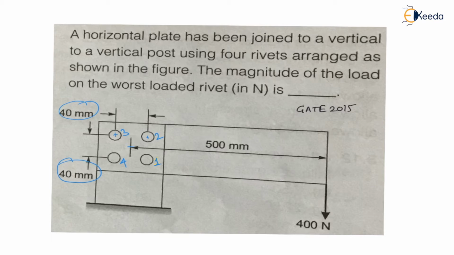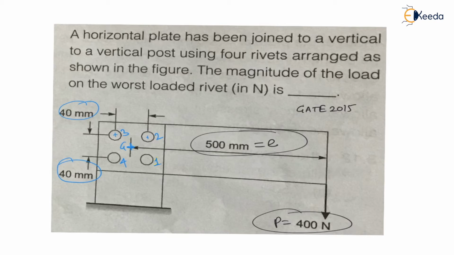Therefore, centroid G will lie at exactly the center of all these rivets, and there is an eccentric load P which is of 400 Newton at an eccentricity of 500 mm from the G. Therefore, we can say eccentricity is equal to 500 mm and applied load P is equal to 400 Newton.